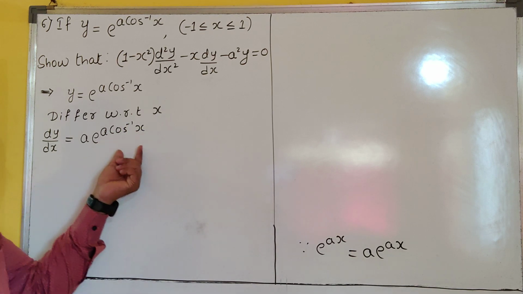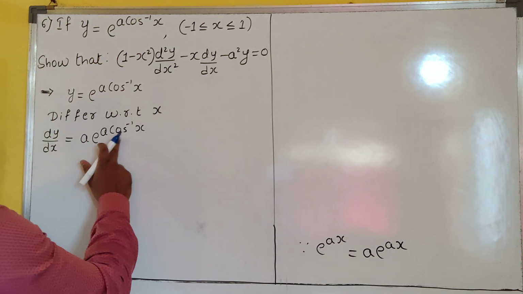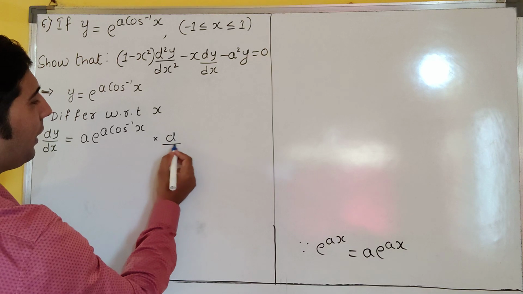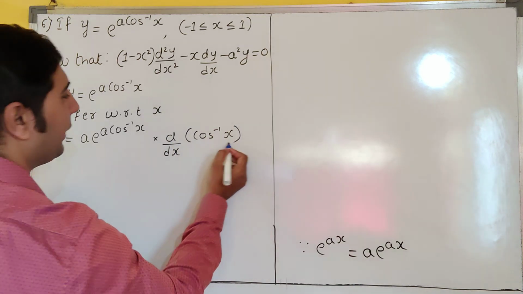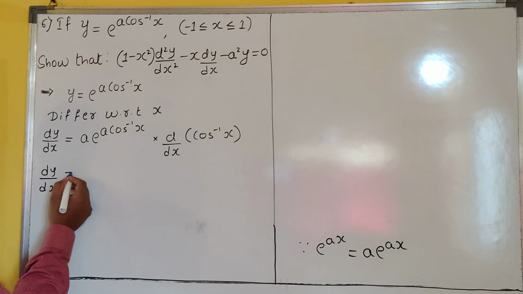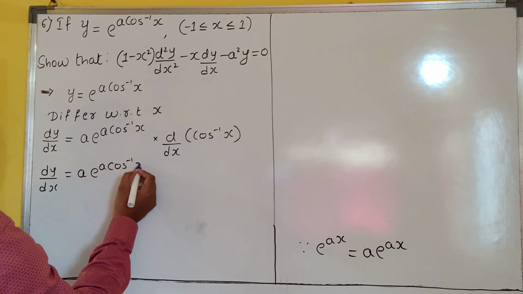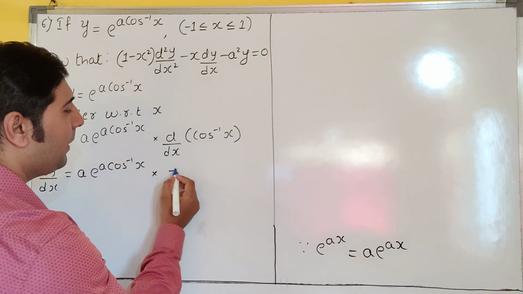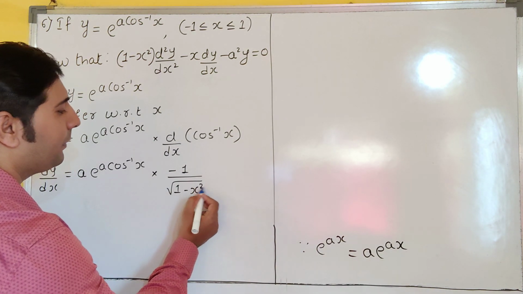But this is not x, no? You also know, I also know. This is not x. So it is a cos inverse x. When it is not x, you have to take the derivative of that. Derivative of cos inverse x, dear students. So now see, dy by dx is equal to a into e raised to a cos inverse x, dear students. Derivative of cos inverse x is minus 1 upon square root 1 minus x square.